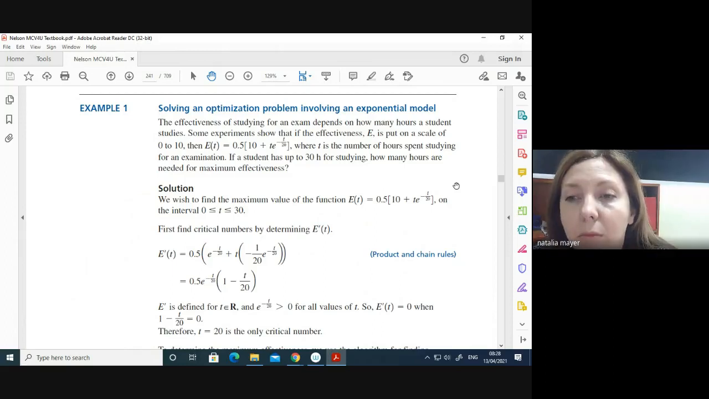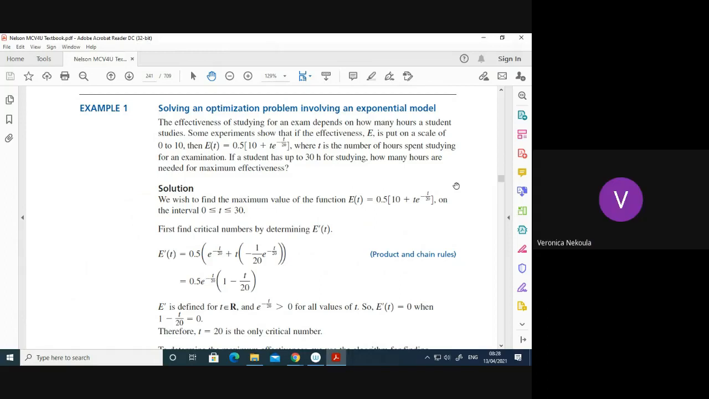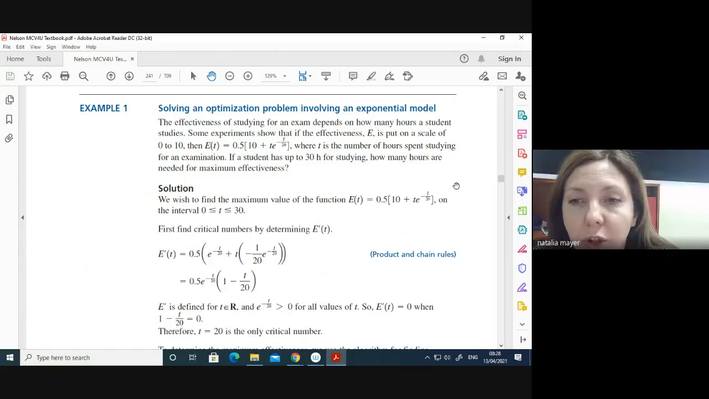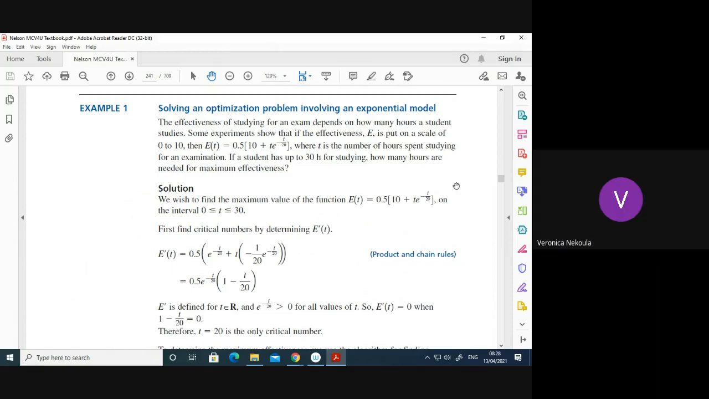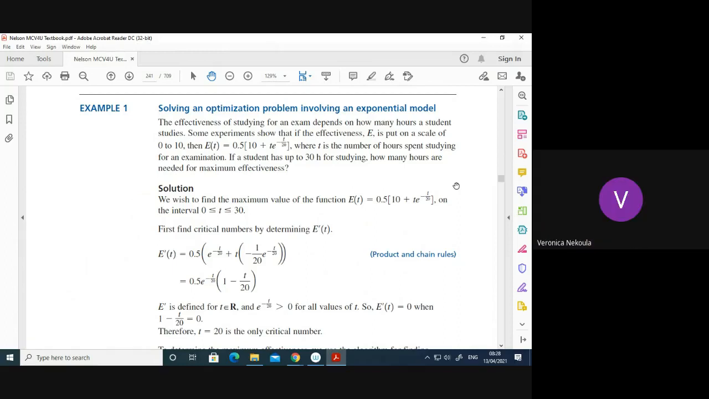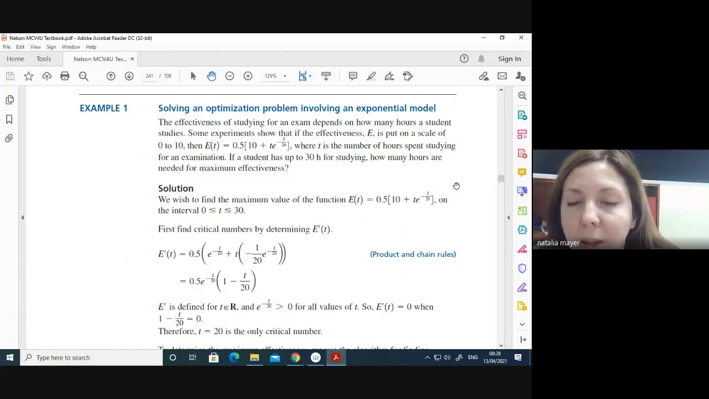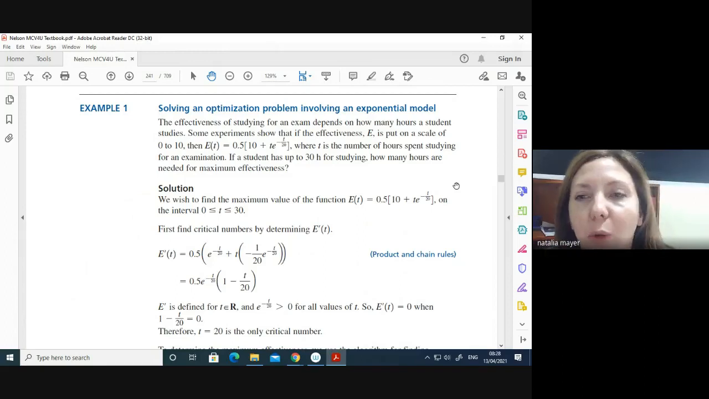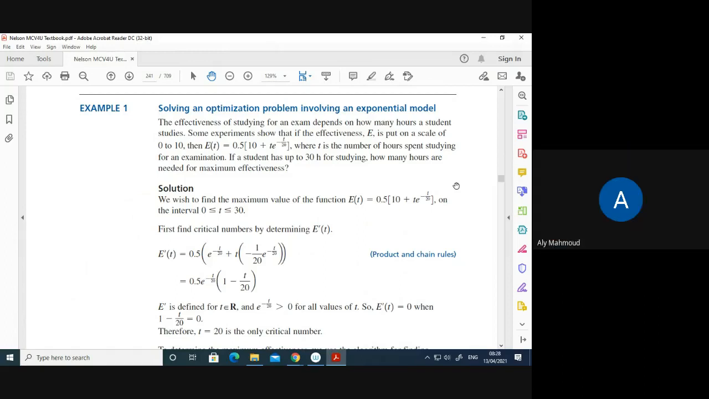Yes, Veronica. So what function are we optimizing? The maximum? No, the maximum is not a function. I'm asking which function are we optimizing? Oh, exponential. No, this is not what I mean. Usually there is a name of the function. What is it that we are exploring? The maximum effectiveness?